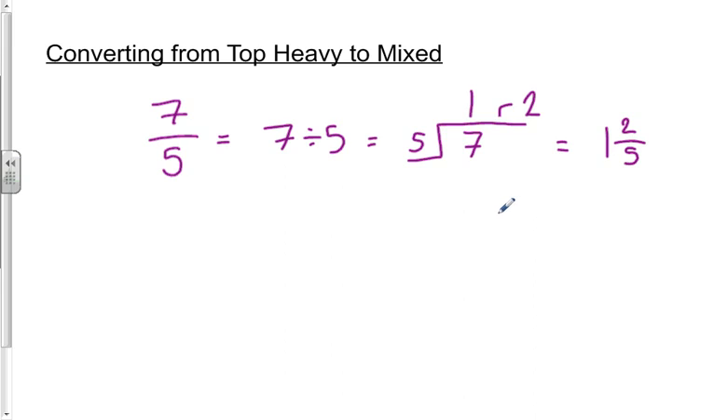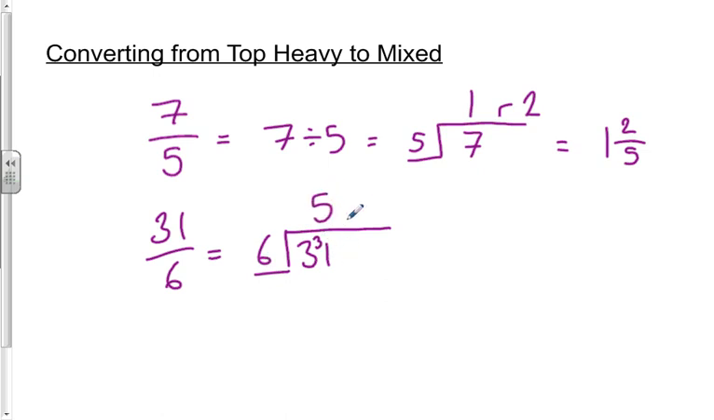And we can do that with bigger fractions as well. Let's say I've got 31/6. Well, I've got my division here, 31 divided by 6. How many 6s are in 3? Well, there's none, so my 3 carries over. How many 6s are in 31? Well, there's 5 with a remainder of 1. So 31/6 is the same as 5 1/6.